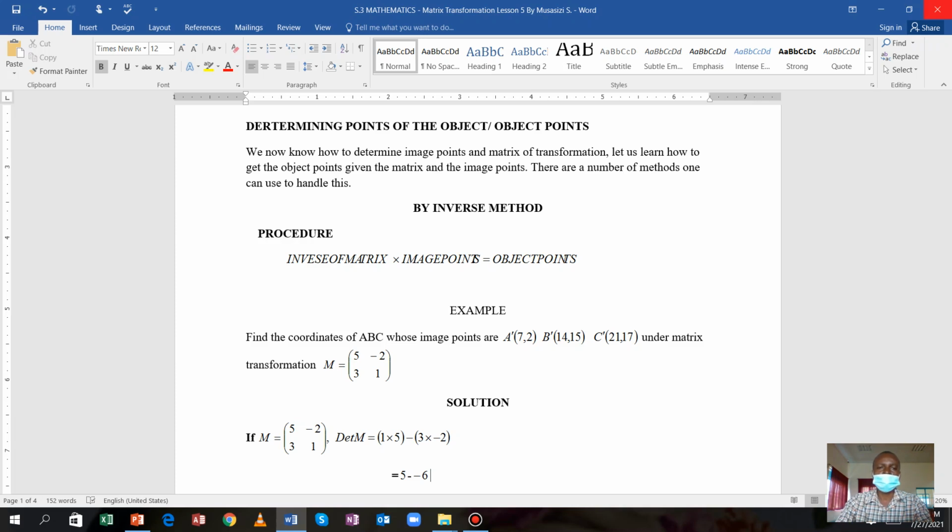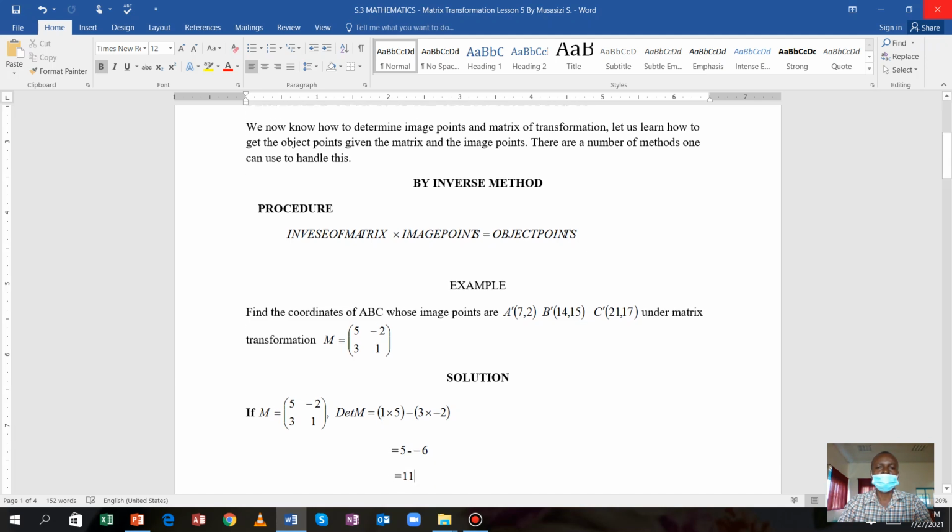An example is here, which says: find the coordinates of ABC whose image points are A prime (7, 2), B prime (14, 15), C prime (21, 17), under matrix transformation M = (5, -2; 3, 1). So here is the solution.